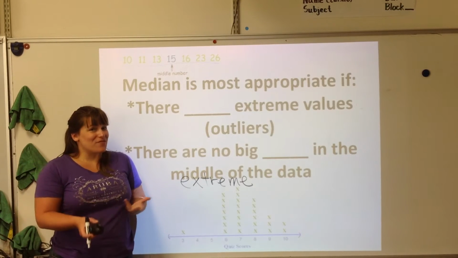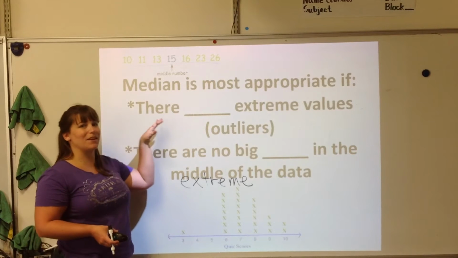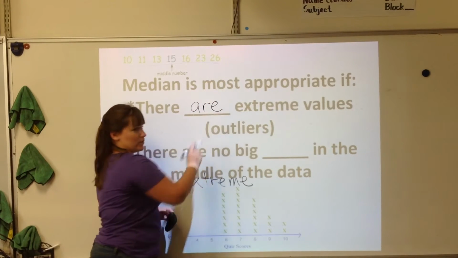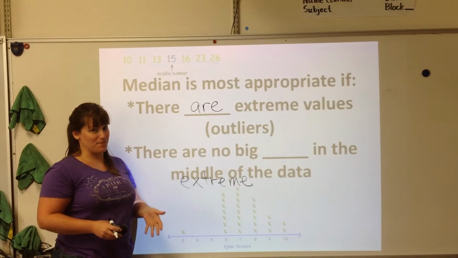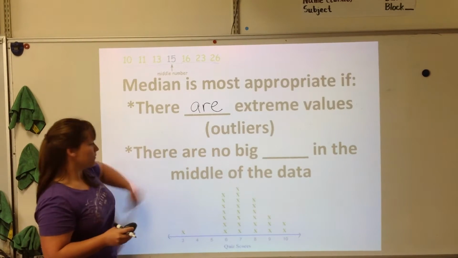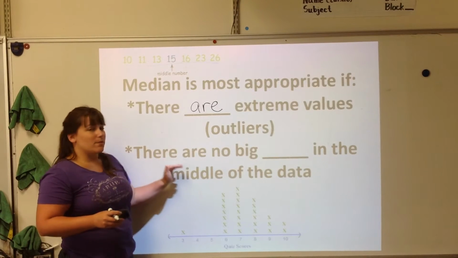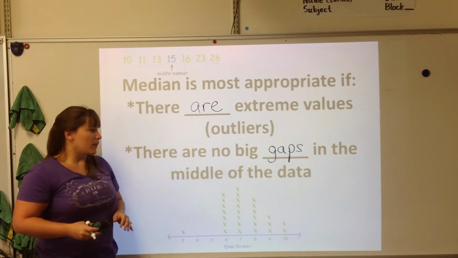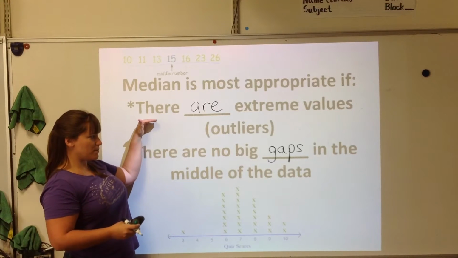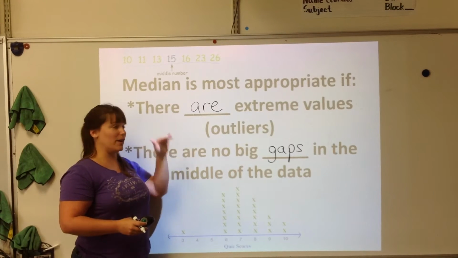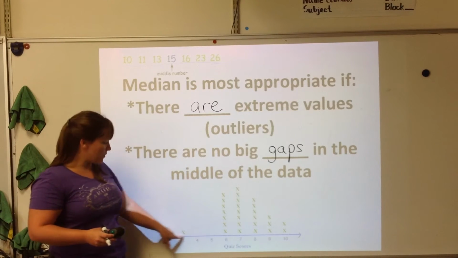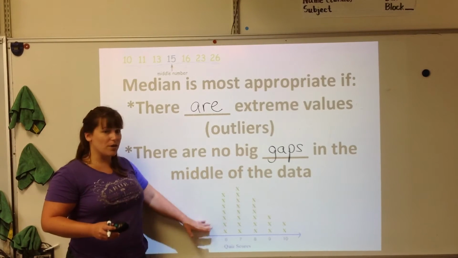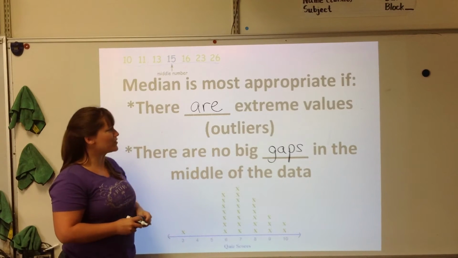For median, to decide if the median is the best, you have to examine or figure out if there are extreme values. If there are outliers, you're going to want to use the median instead of the mean. Also, you want to make sure that there are no big gaps in the data. And if those two things occur, if there are extreme values, if the data set has an outlier, and there's no gaps. Remember, a gap is like a cluster around a certain point, and then we have this little guy over here. This is a gap. There's no gaps, and there are outliers. You want to use the median as the best way to represent the data.